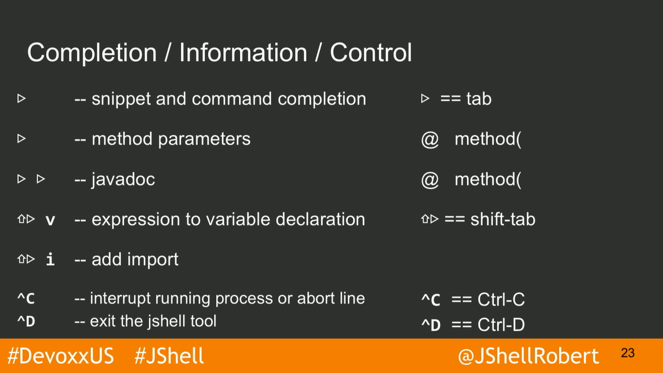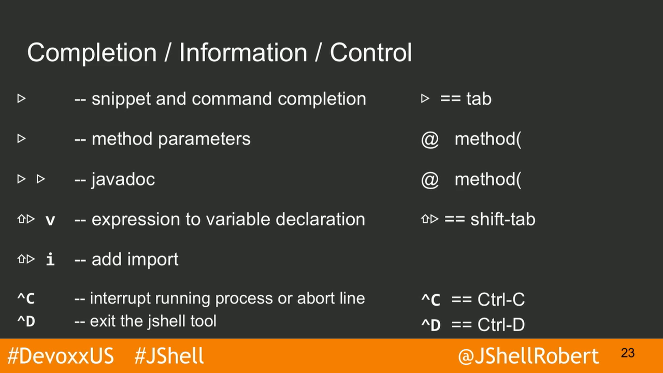These are JShell specific keystrokes. So if you're in the middle of typing an identifier in a snippet and you hit tab, it will do command completion for you, completing it if it's unique or showing you the options if it's not.